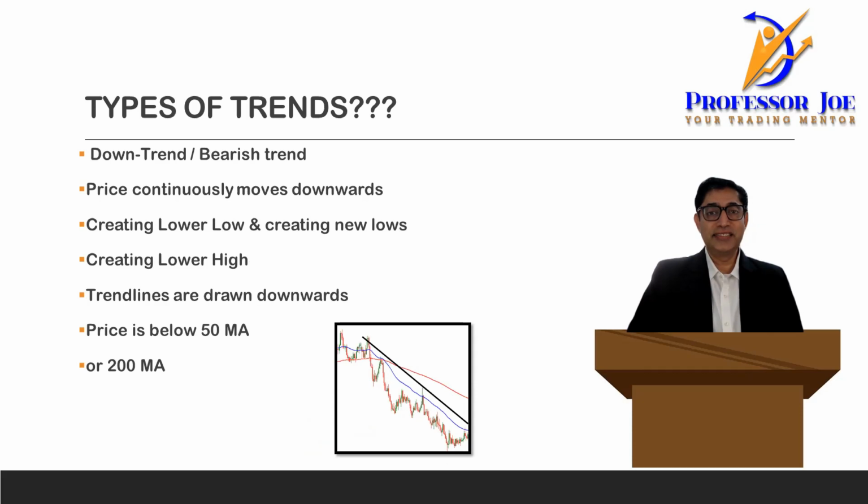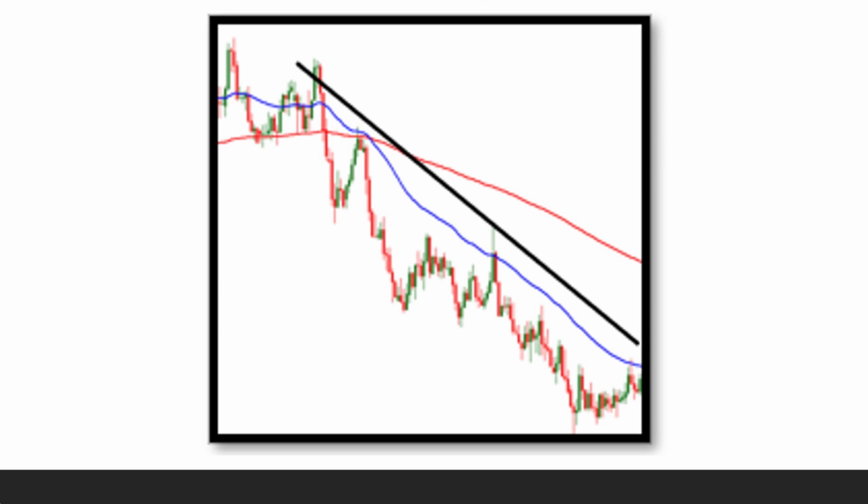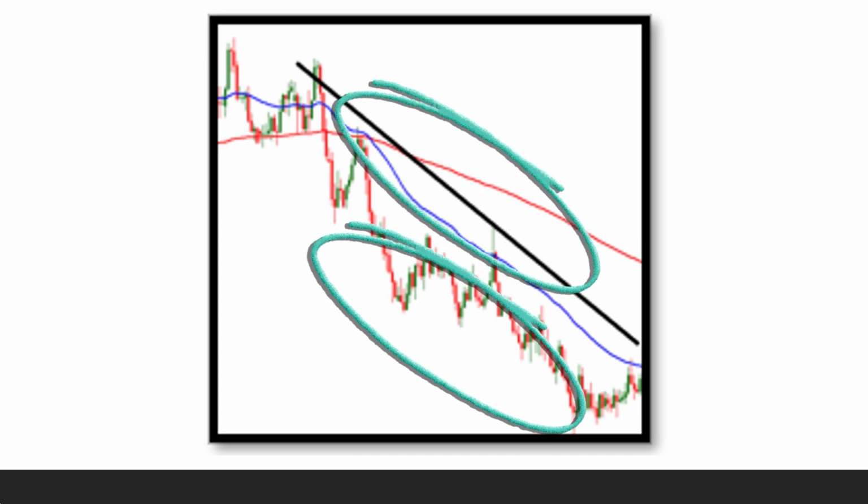Now, let us discuss the second type of trend, which is called a bearish trend or a downtrend. Let us see in the chart how a downtrend looks like. In a downtrend, the price is continuously moving downwards, like you can see in this chart, creating lower lows and creating new lows, creating lower highs, like you can see in the chart, lower lows and lower highs.